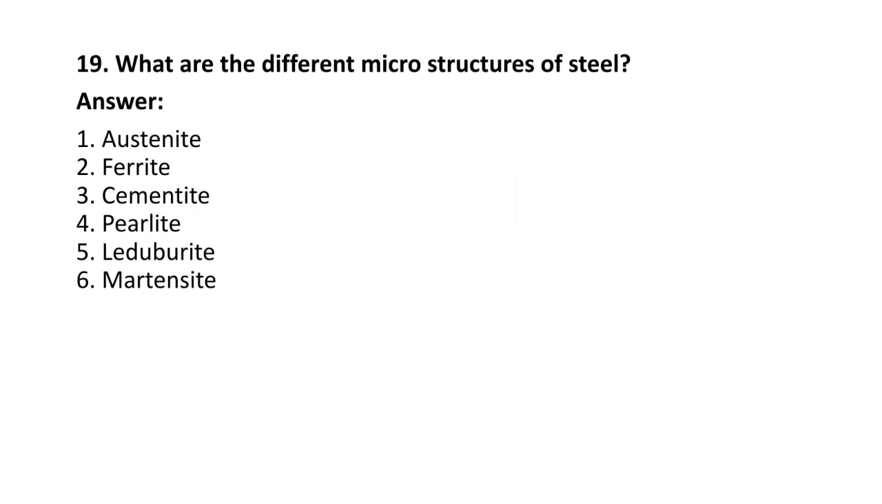Next question, what are the different microstructures of a steel? This is also a very important question because in the casting industry mostly steel is used. So the different microstructures in steels are austenite, ferrite, cementite, pearlite, ledeburite, and martensite.